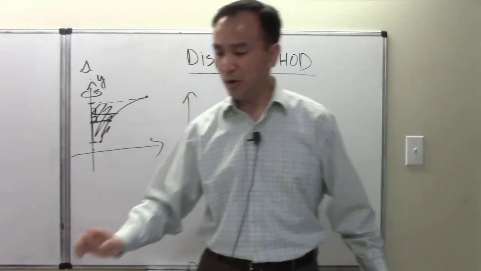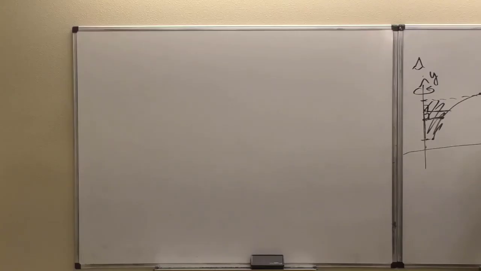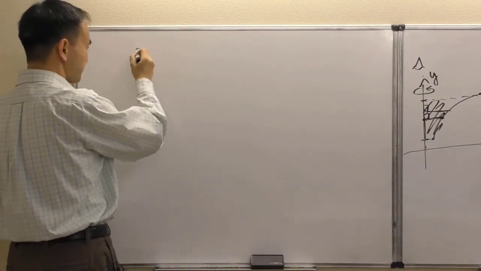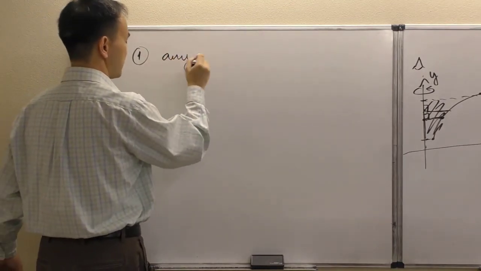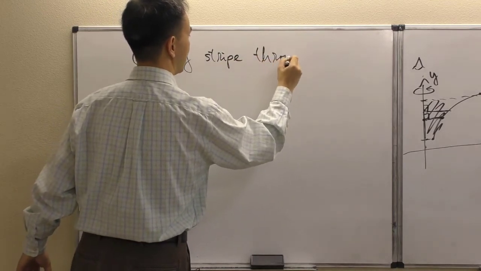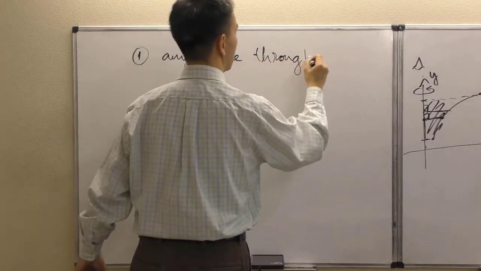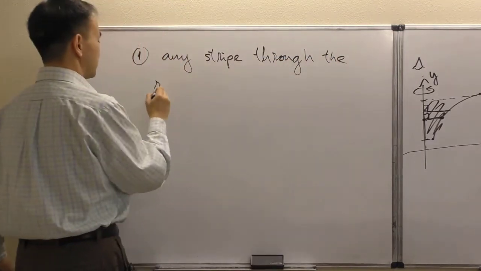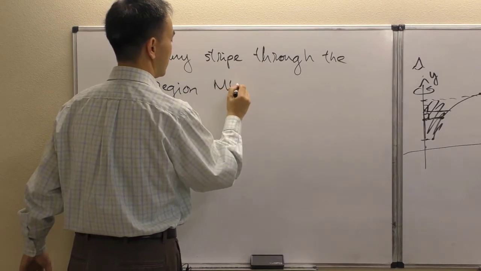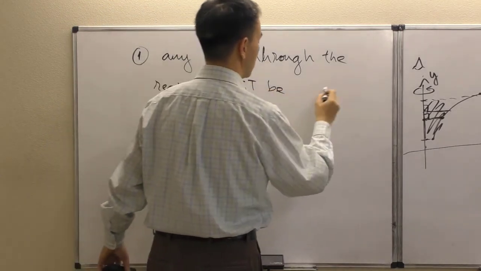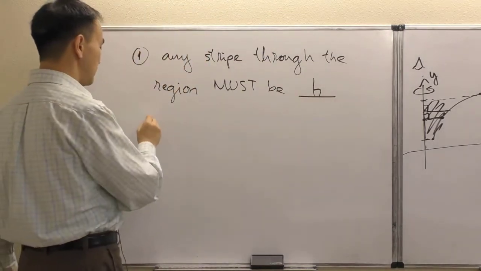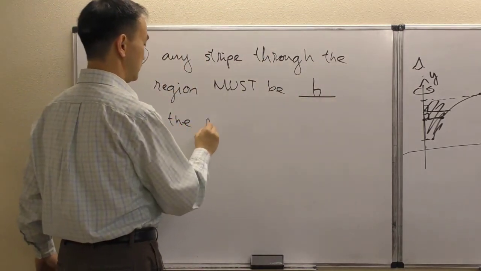So how about on the other board right here? Let me summarize those key points. The first key point I mentioned earlier was that any stripe, okay, any stripe through the region must be perpendicular. So allow me to use that symbol for perpendicular. Must be perpendicular to the rotation axis.